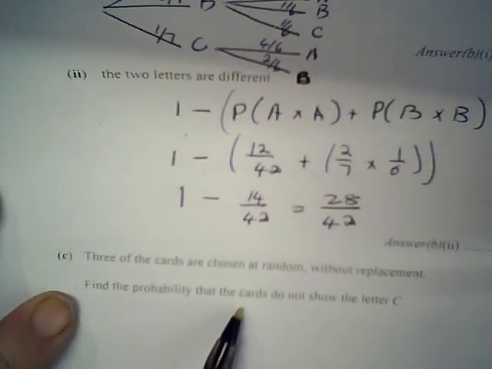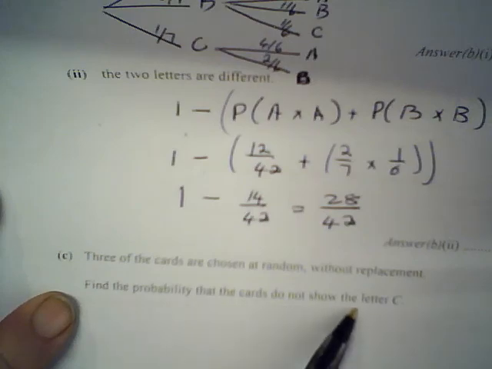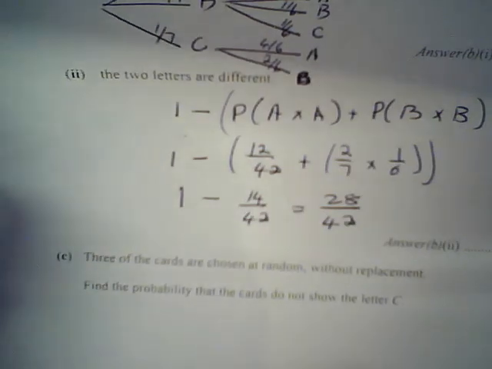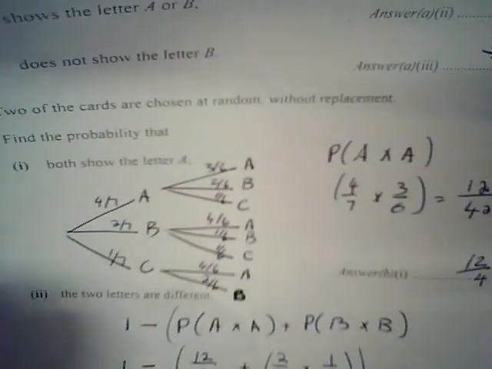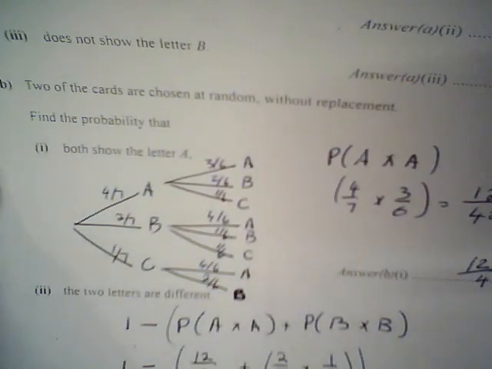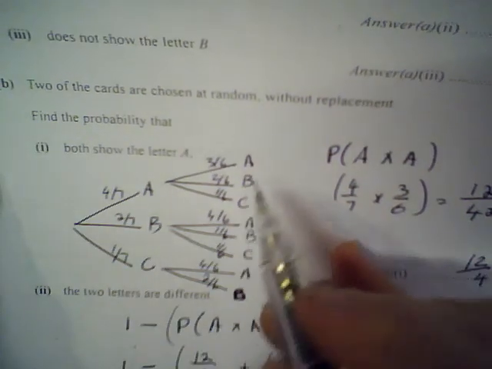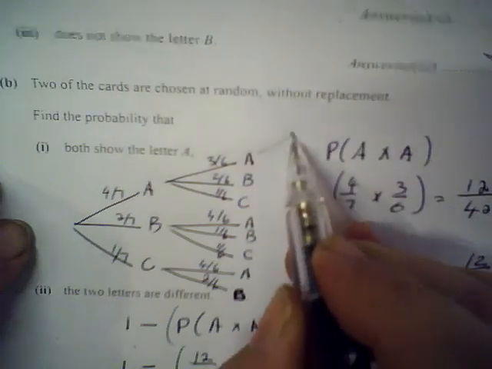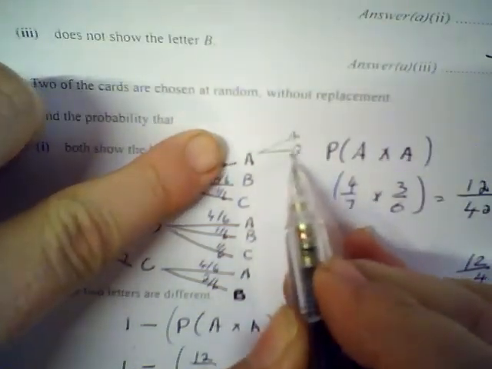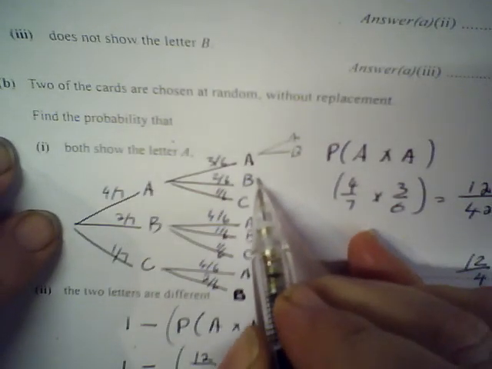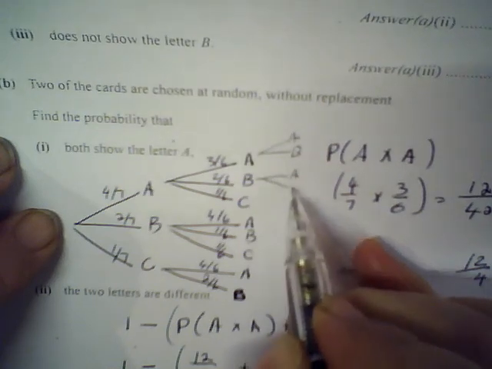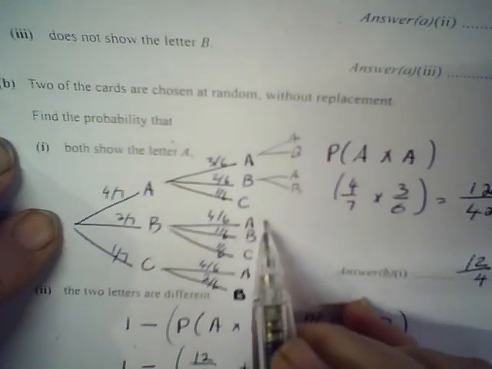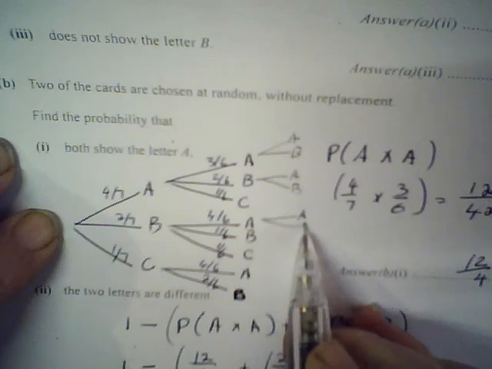Find the probability that the cards do not show the letter C. So it does not show the letter C. So on our tree diagram, I'm just going to go again and think there's another one. So it's with the A and B. We don't want C. And then that's A and B. We don't want C. A and B.